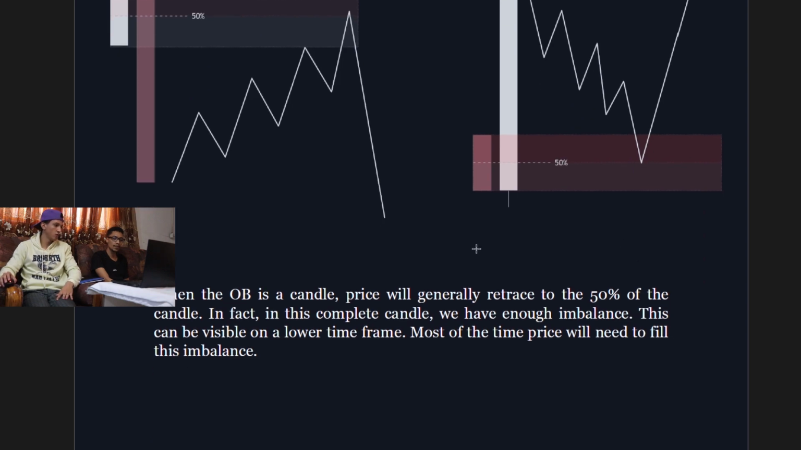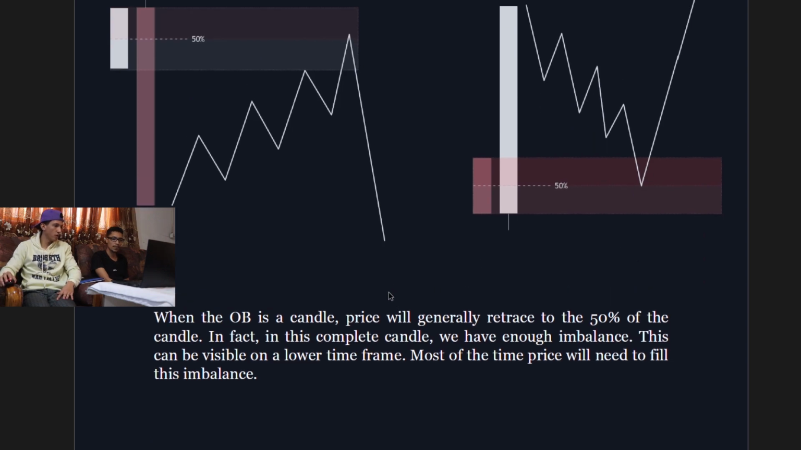Here's the author's word on this. When the OB, order block, is a candle, price will generally trace to the 50% of the candle. In fact, in this complete candle, we have enough imbalance. This can be visible on a lower time frame. Most of the time, price will need to fill the imbalance. Okay, so this right here is core.